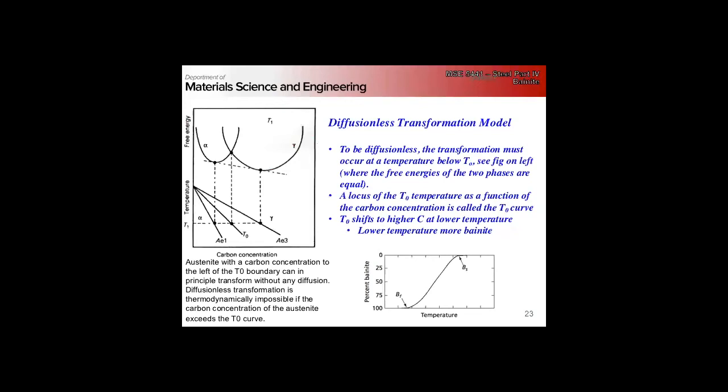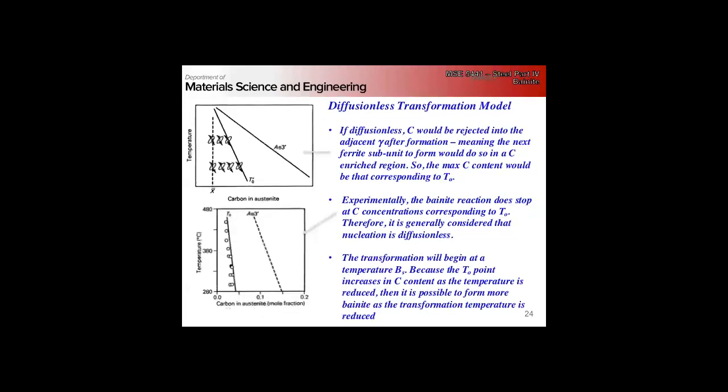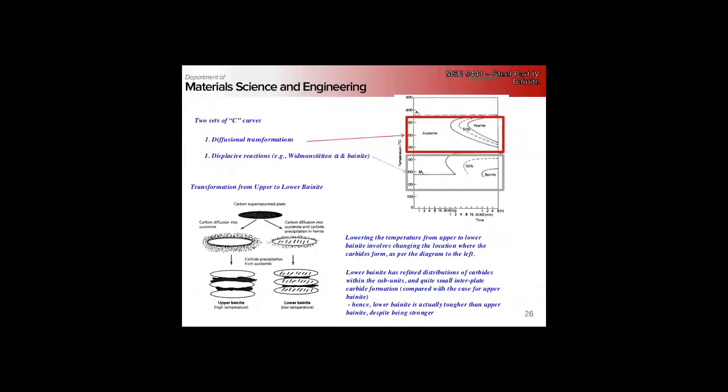The T0 line goes to higher carbon concentrations as you lower your temperature. So we should be able to measure the carbon concentration of the newly formed Bainite and see where our reaction stops, and we see that it does stop at this T0 line, and so that gives pretty good evidence for a diffusionless mechanism. That's the kinetics that we talked about before, right?